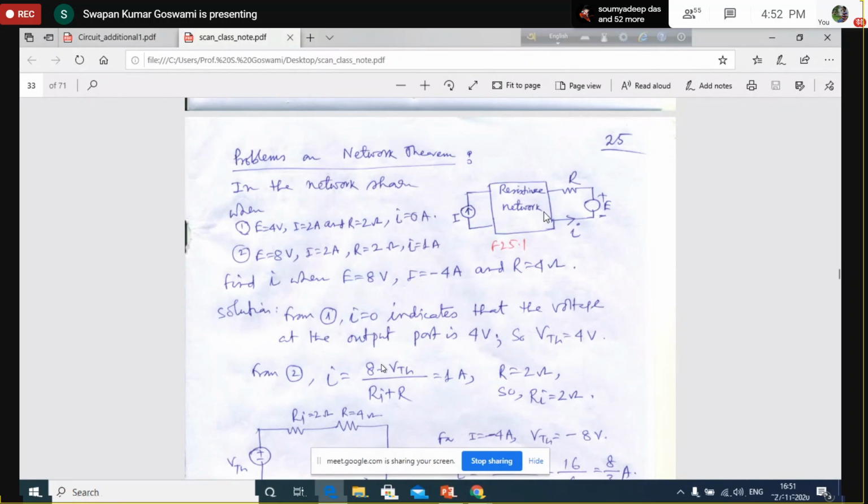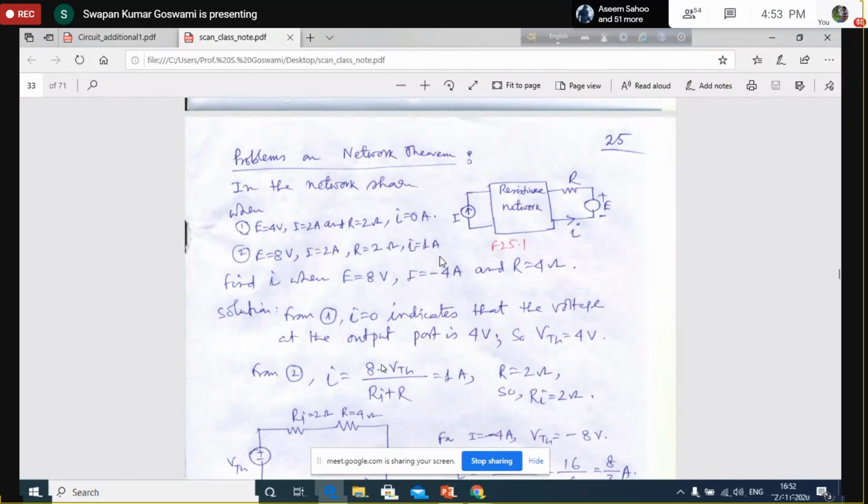Now from these measurements, you have to determine something such that finally you have to find the value of i when this E is equal to 8 volt, I is minus 4 amperes. The polarity is reversed for this source now. I is minus 4 ampere and R is made 4 ohm. So this is the problem. The solution is already given here. Now let us see whether you could understand all this or not.